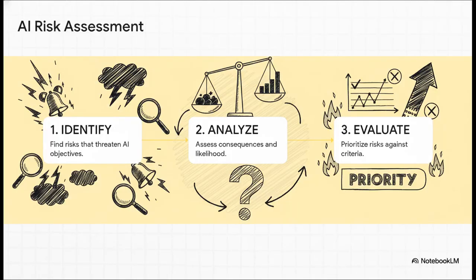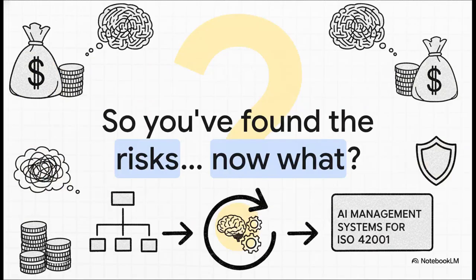The standard lays out a really clear three-step process for this. First, you identify any and all risks that could stop your AI systems from hitting their goals. Second, you analyze those risks. Think about what could happen and how likely it is to happen. And finally, you evaluate and prioritize them based on your own criteria, so you know exactly which fires you need to put out first.